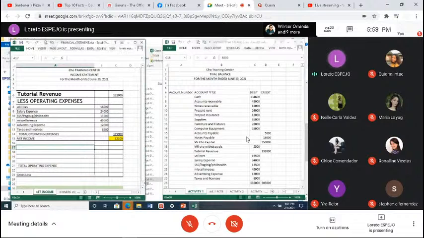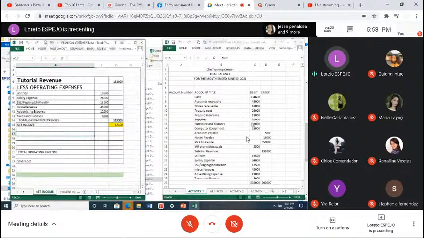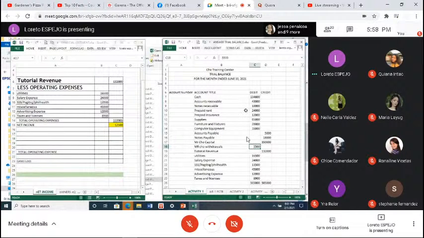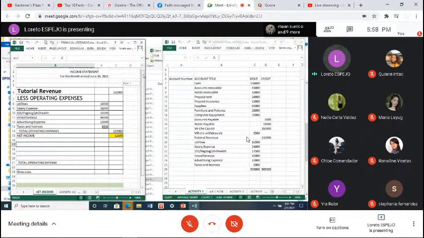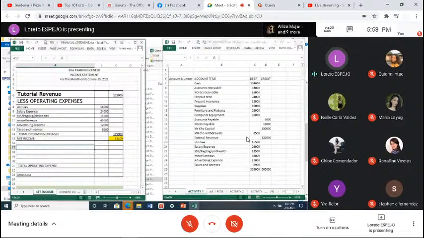Okay. As I have said, in your trial balance, without a balanced amount of the debit and credit, then you cannot proceed with your financial statements. It's because at the end of the balance sheet, for sure hindi mo mababalance yung balance sheet. Okay? So let's do this one.